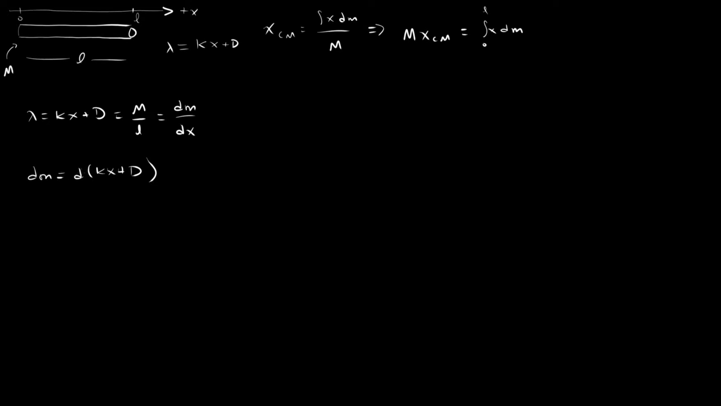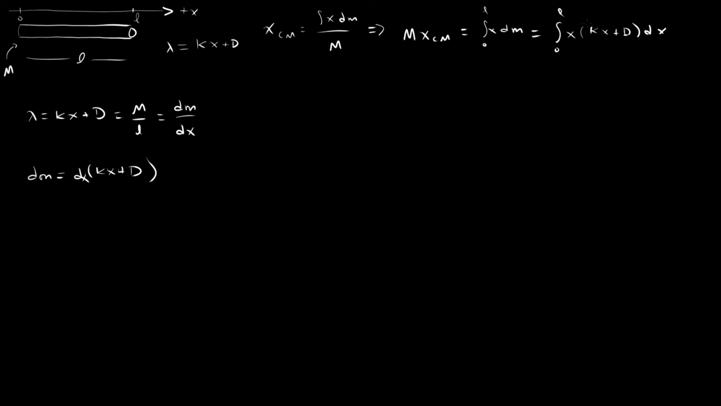Oh wait a minute, dx, sorry, not just d. Now I'm going to plug this in for dm up here. I'm going to find that that's going to be the integral from 0 to L of x times kx plus d dx. Now this is a better variable of integration to use because this is a position integral and this variable of integration is a position variable.